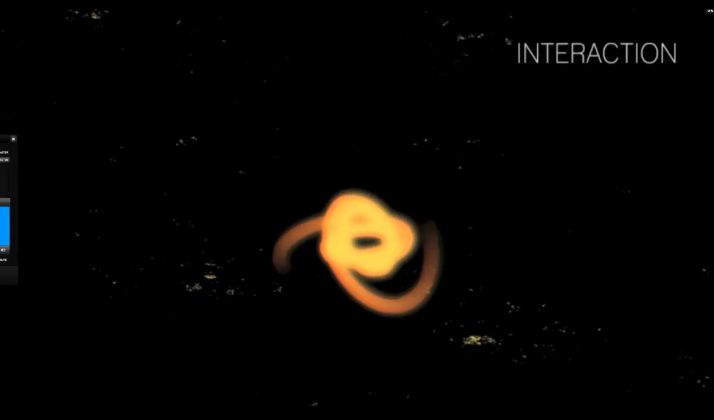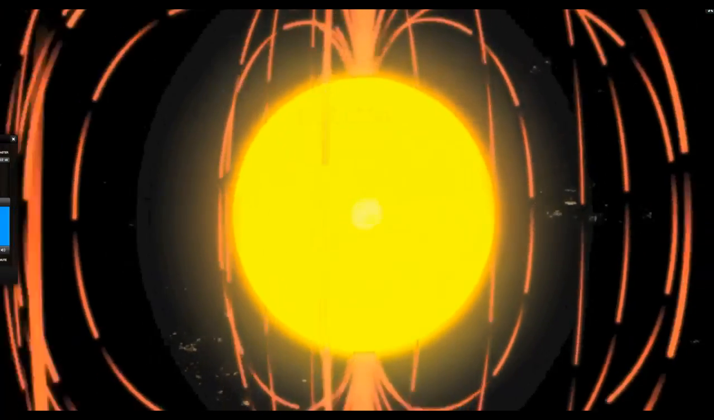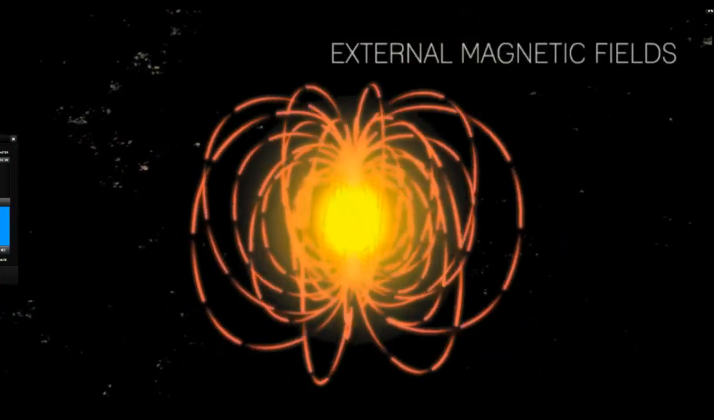So what we have here is an animation, of course, that shows a plasma ray interacting with other rays to form a plasma entity.